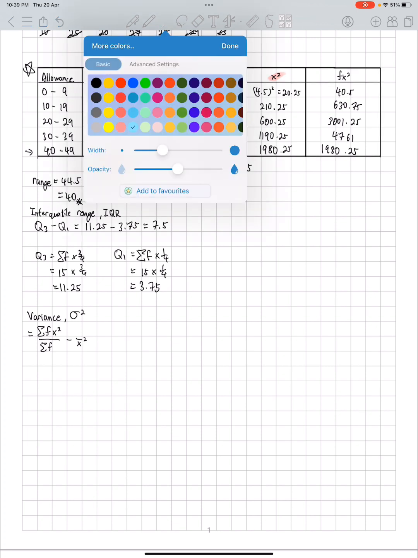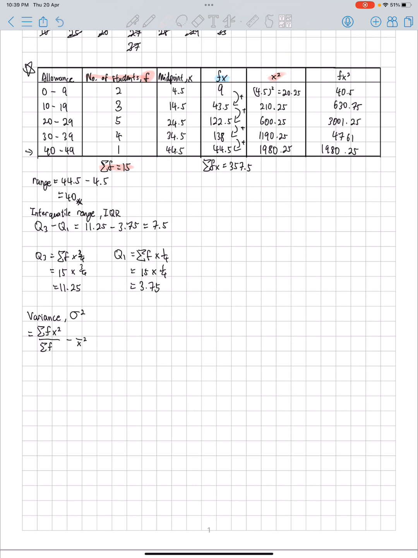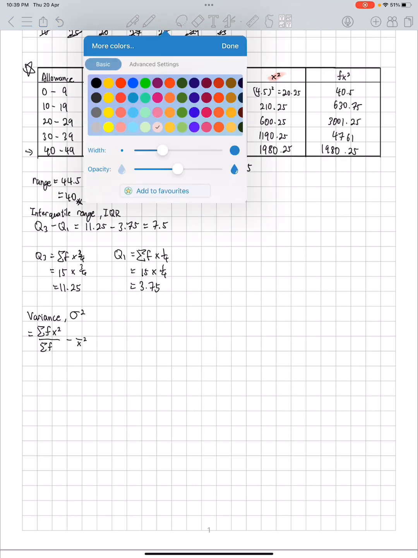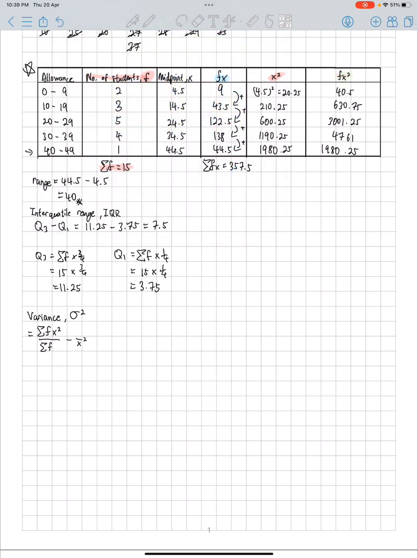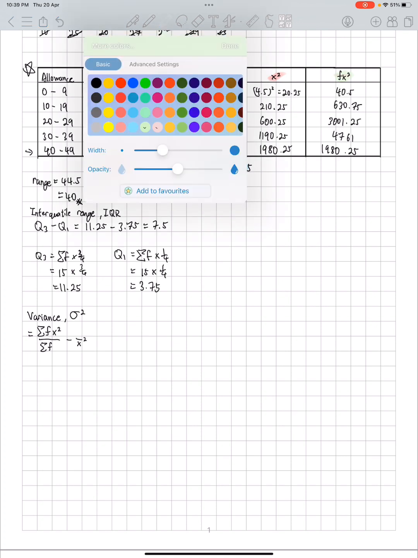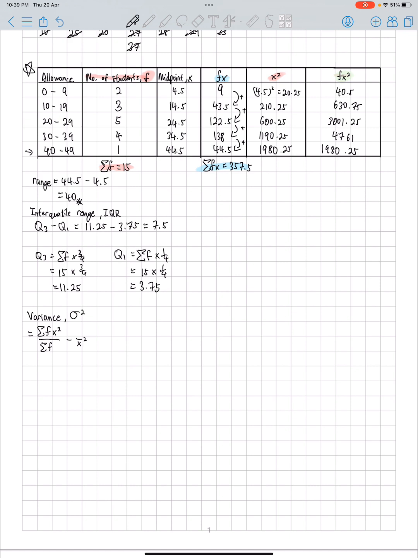And same for this also. Okay, it's the same color, sorry. No, it's not. Yeah, never mind. Give me a second. Okay, so for this, the total number of fx square is 10,913.75.